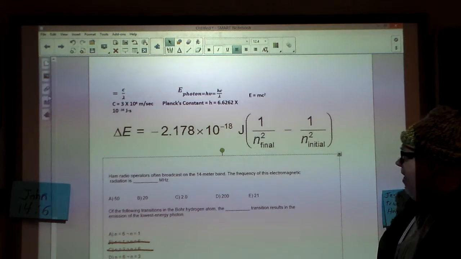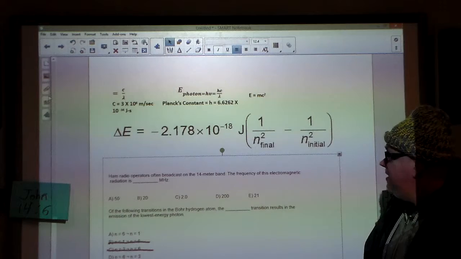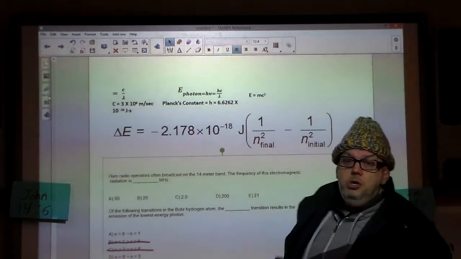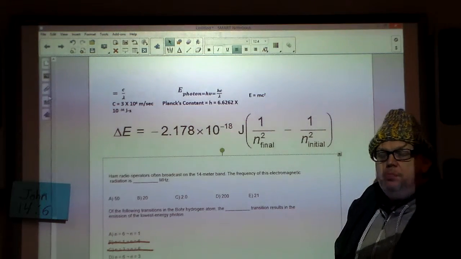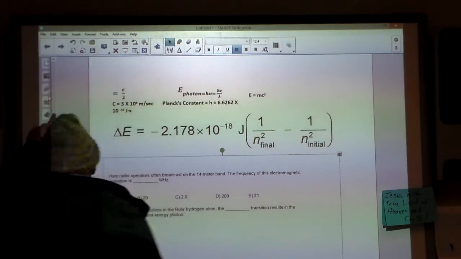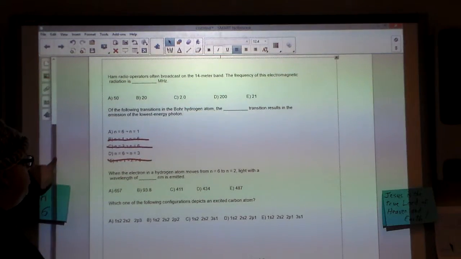Okay, it's possible they could ask you that, but that's how you would go and actually solve the problem. Okay, so that would be a two-parter.